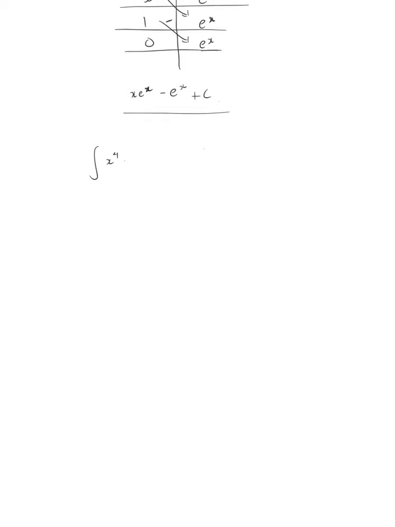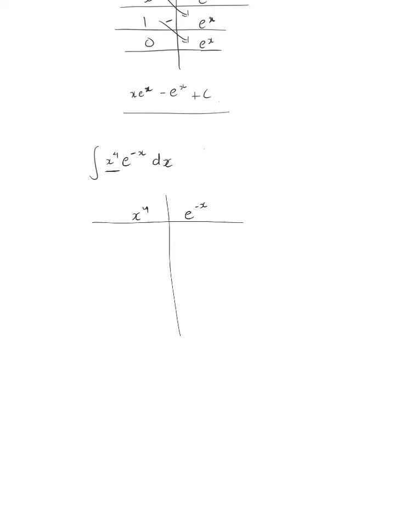x to the fourth e to the negative x dx. So this one is quite challenging, isn't it? You'll have to do multiple rounds of integration by parts to bring it down to zero. But look at how powerful this technique is. I know that this one is the one I have to differentiate, so I'm just going to write it here, x to the fourth. And this one I have to integrate, so I'm just going to write it here.